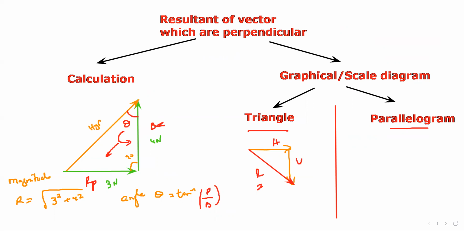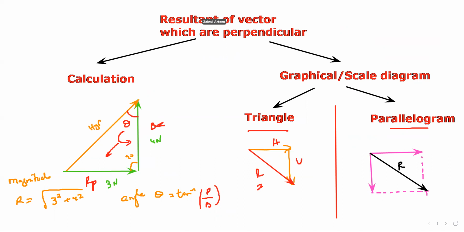But in a parallelogram method, how can it be done? You will draw the two vectors from the same point, and we complete the parallelogram. The diagonal of this, when we join it, represents the resultant.